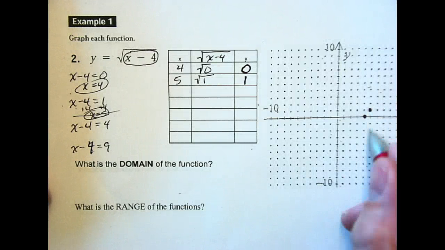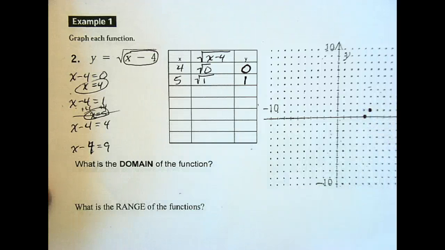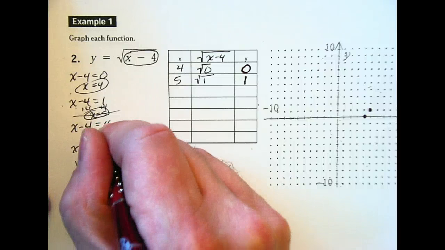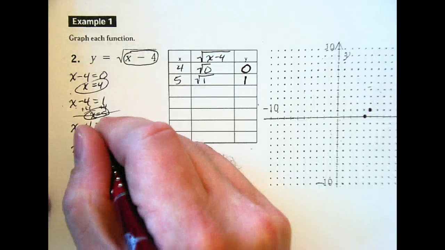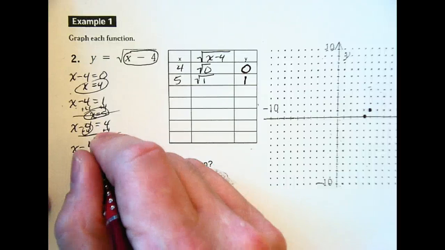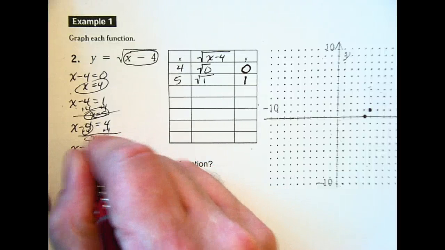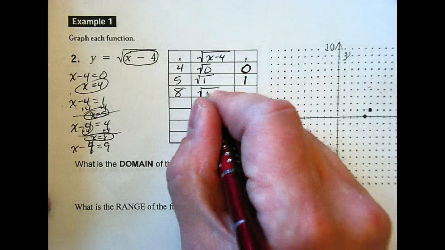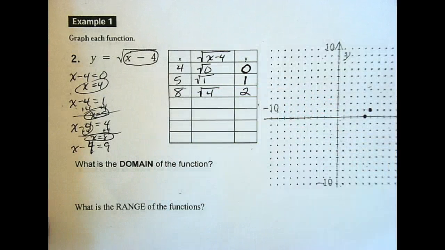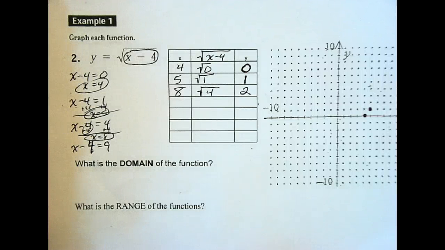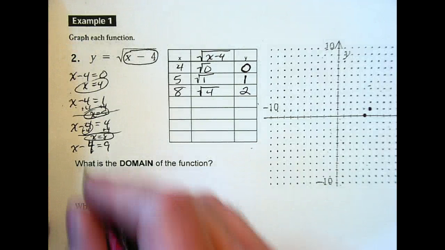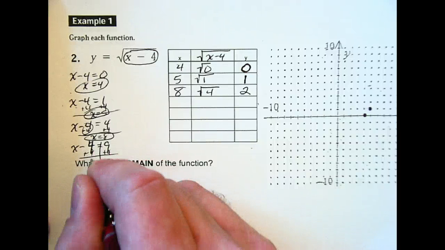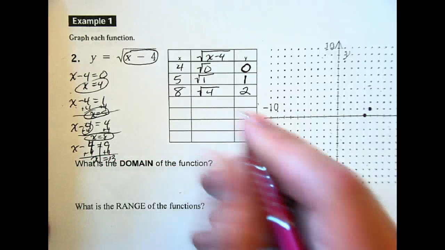You guys notice that this point keeps getting only 1 away every time? Yeah, I know. Just giving you a hint. There, we got plus 4 and plus 4. What makes x minus 4 equal 4? 8. Has to be 8. X equals 8. When x is 8, we get the root of 4, which is 2. 8, 2. What makes x minus 4 equal 9? Well, we add 4 and we add 4 and we get 13. X equals 13.